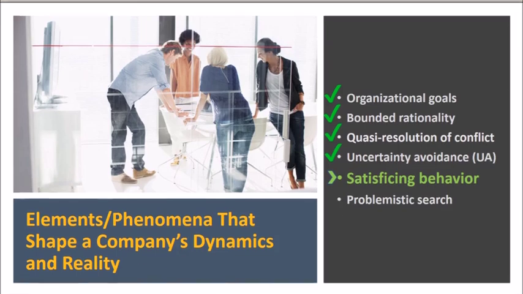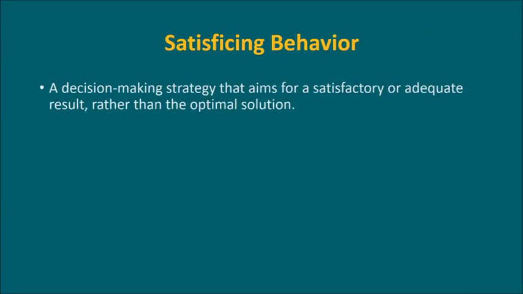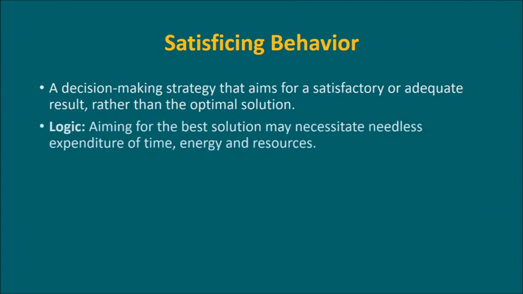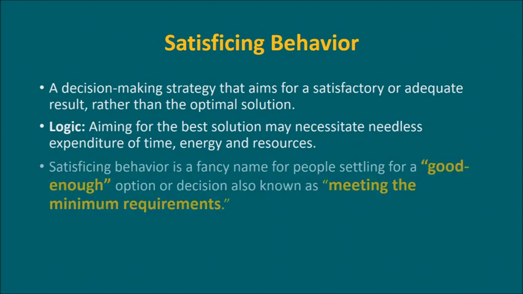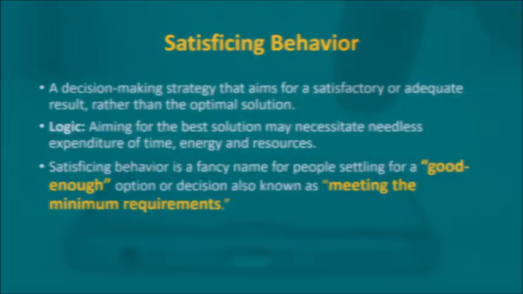Satisficing behavior. This is a decision-making strategy that aims for a satisfactory or adequate result rather than the optimal solution. This is because aiming for the best solution may necessitate needless expenditure of time, energy, and resources. So, simply said, satisficing behavior is a fancy name for people settling for a good enough option or decision, also known as meeting the minimum requirements.